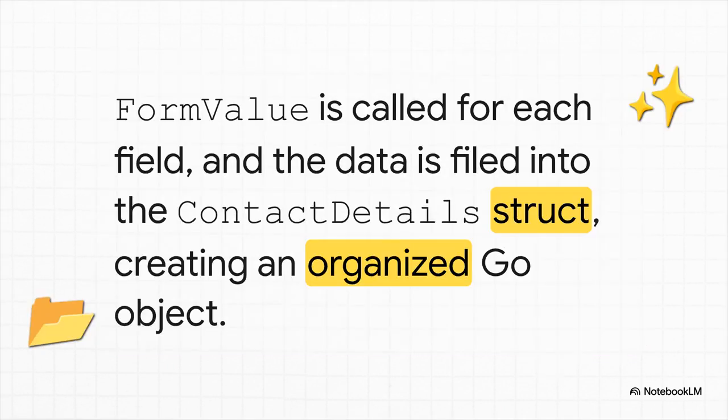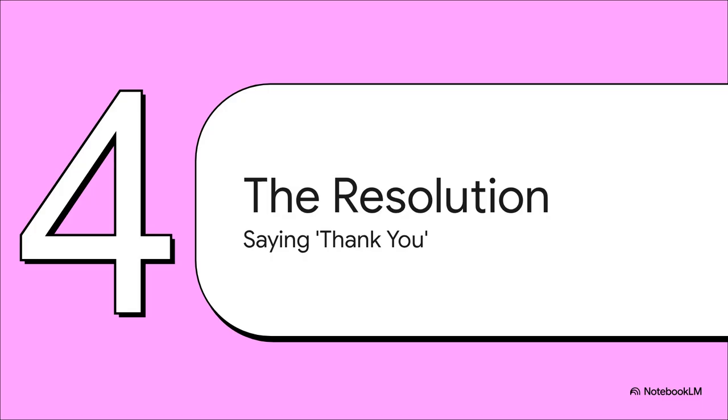So putting it all together, the server just calls FormValue for each field, email, subject, and message, and neatly places each piece of data into our ContactDetails struct. And just like that, what was raw, messy text from a form a second ago is now a clean, structured, and useful Go object.